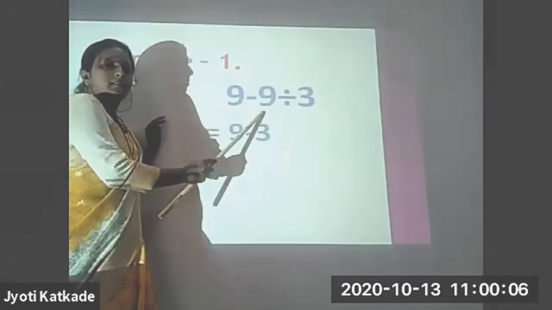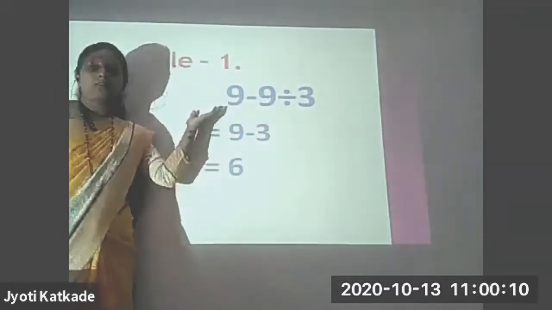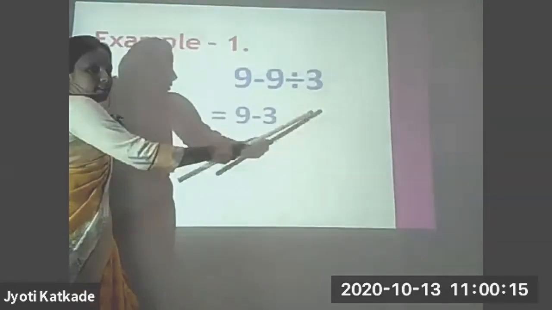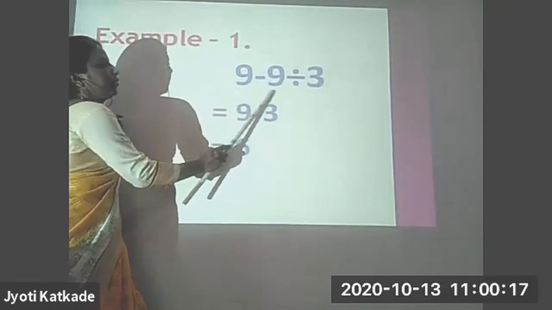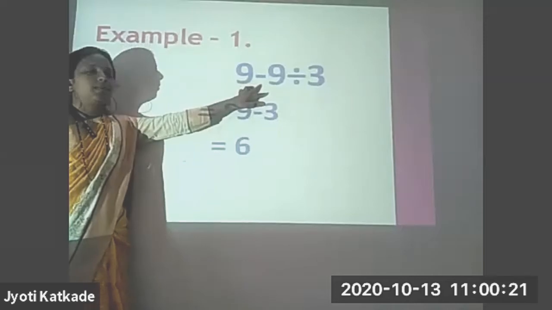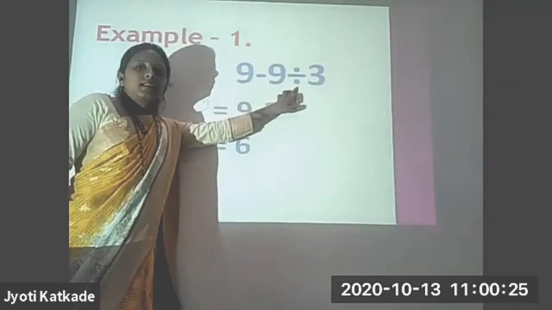9 minus 9 divided by 3. A small example for your understanding. Okay. Now see, from left to right means from 9 to 3. This is left to right. See, the first operation is subtraction and the second is division.